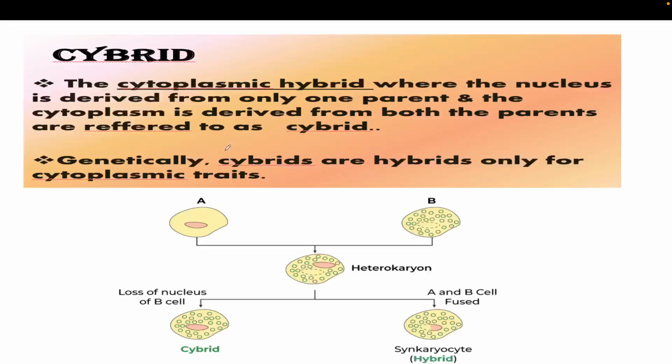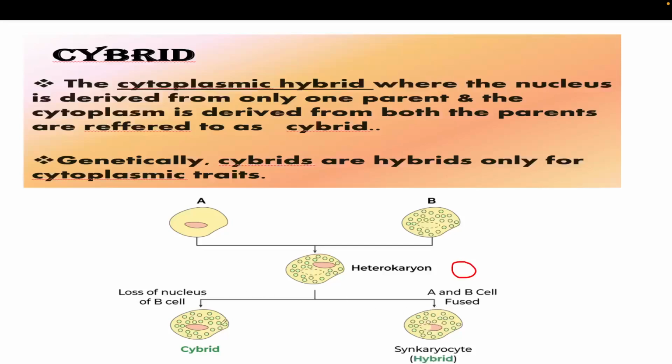So in the case of the cybrid, here you can see that these are two protoplasts. When they fuse together, that is called a heterokaryon. And when these two heterokaryons fuse together, there are two possibilities. Either A and B cells will fuse and create the somatic hybrid, which has the cytoplasm as well as the nucleus of both the cells.